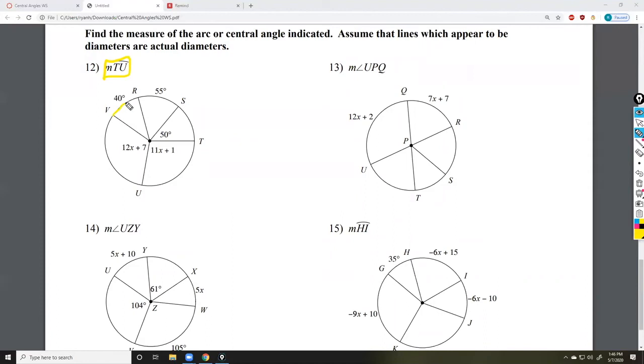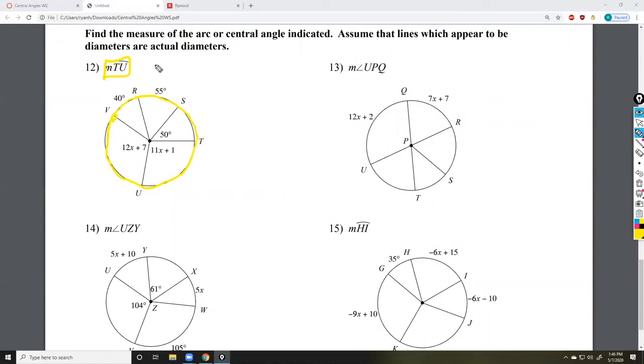Trace our way around. Here's 40. Here's 55. Here's 50. Here's 11x plus 1. Here's 12x plus 7. And oh, there we have it. We've gone all the way around the circle. So all the way around the circle is 360 degrees. So we just need to put them all together, add them all up to 360.